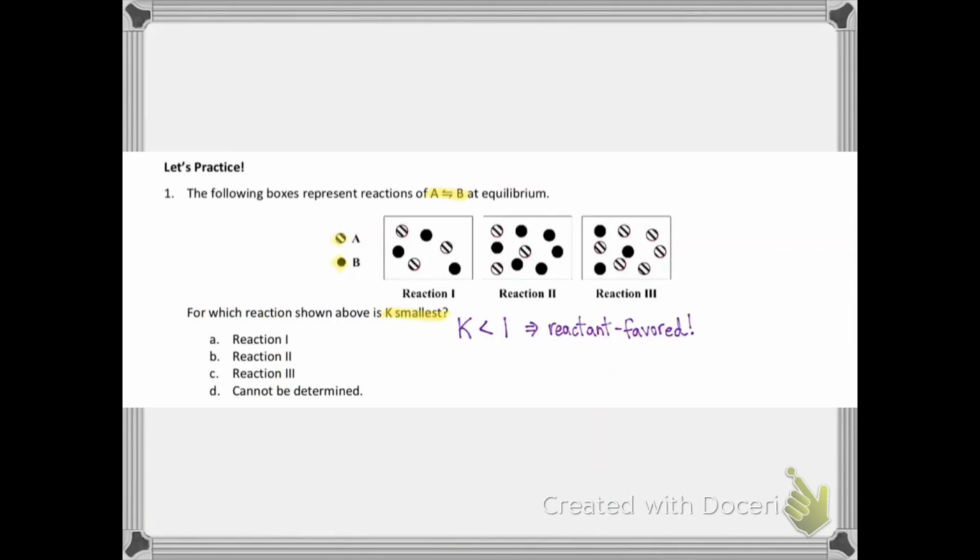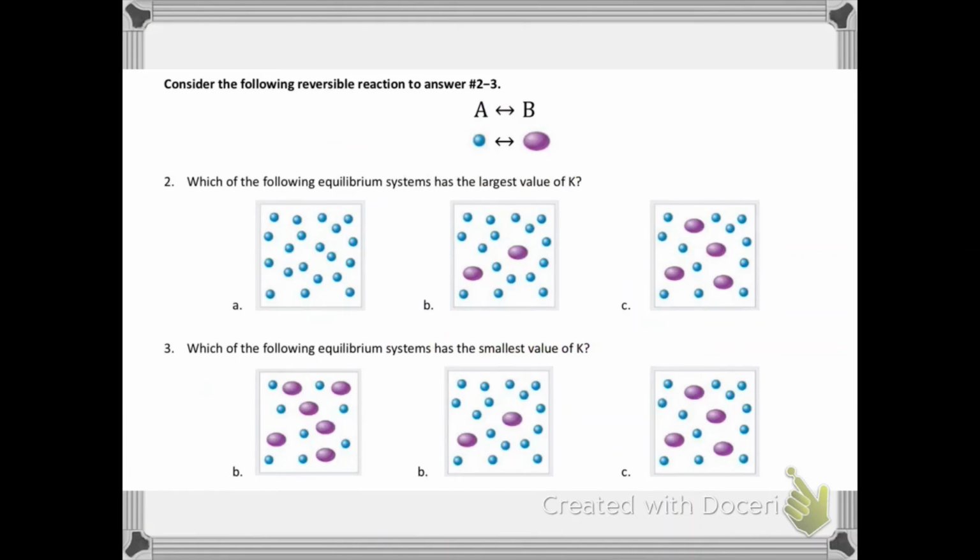Well, hopefully you remembered that K being small means that K is less than 1, or it's going to be reactant favored. So we're looking for something that has the greatest possible amount of the reactant, or A. Well, in that case, the one that has the most A is clearly reaction 3. And done. That's all you need to do. Two more problems, similar idea, different colors. So take a moment and answer these two questions. And when you're ready to check your answers, unpause the video.